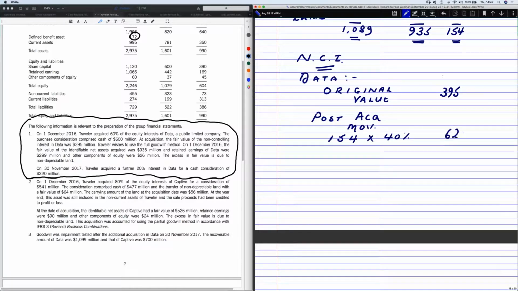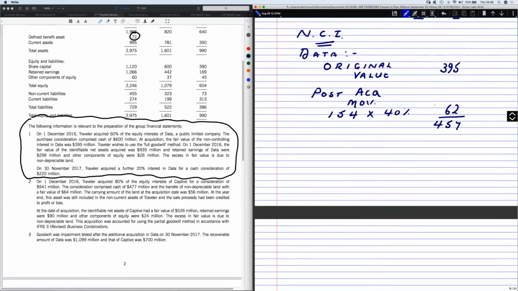And I have to say, because your exam is marked on principles here, this is where the really, really important figure is, please. 40%. It's not 20%. It's 40% because that is what the NCI owns from the beginning, from the point of acquisition through to this point of the step up. So we've now got a situation where we've got a figure of 7, 9 and 6 is 15, 457. At the point of the step up, this further 20%, the NCI is being carried at 457. And then, of course, we've got this shift.